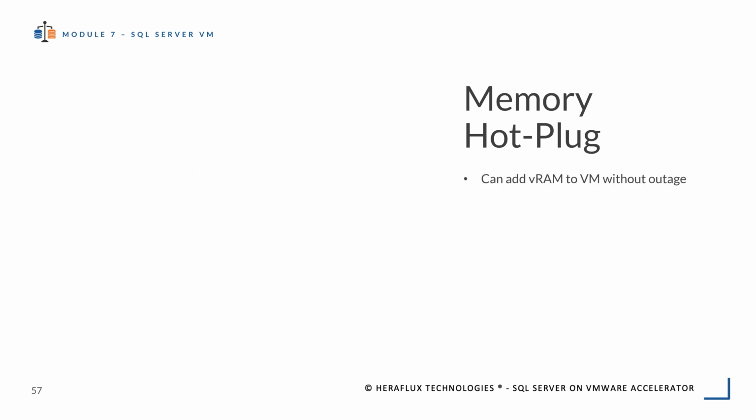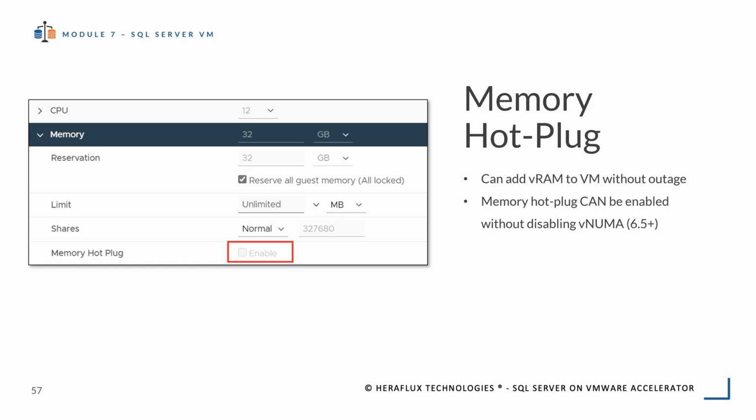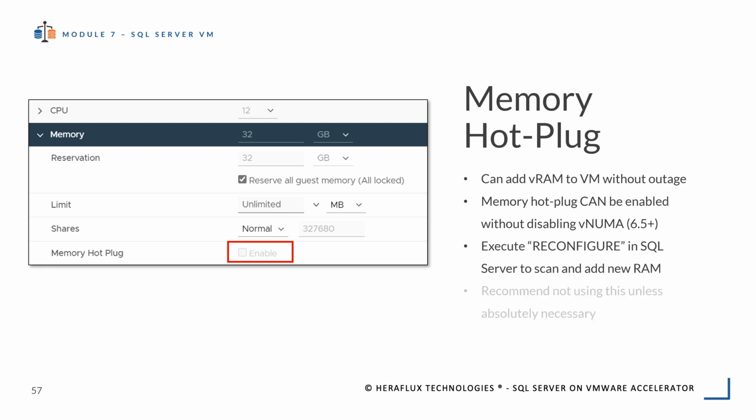Unlike CPU hot plug, which will never allow vNUMA to be presented to a virtual machine, vSphere 6.5 allows you to enable memory hot plug without breaking virtual machine NUMA. I'm not so sure I'd recommend setting this by default, as you should be better managing SQL Server memory footprints, but if you need to enable this, you can safely do so.